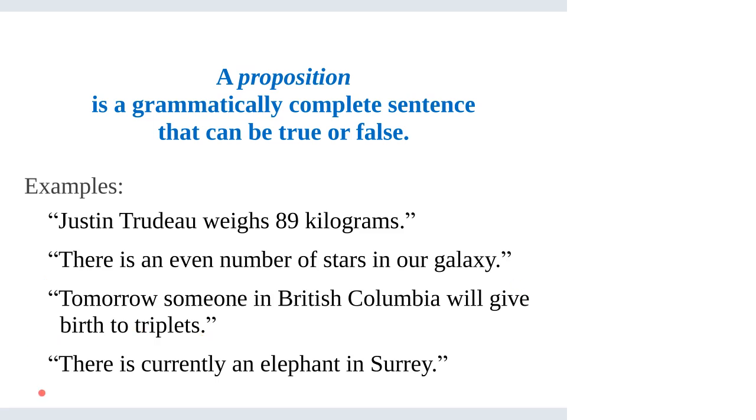Likewise for: there's currently an elephant in Surrey. That's either true or it's false. Maybe there is, maybe there isn't. But we can know right away, without checking, that this is a proposition because it's saying something that could be true, could be false. It can be true, can be false, and it's grammatically complete.